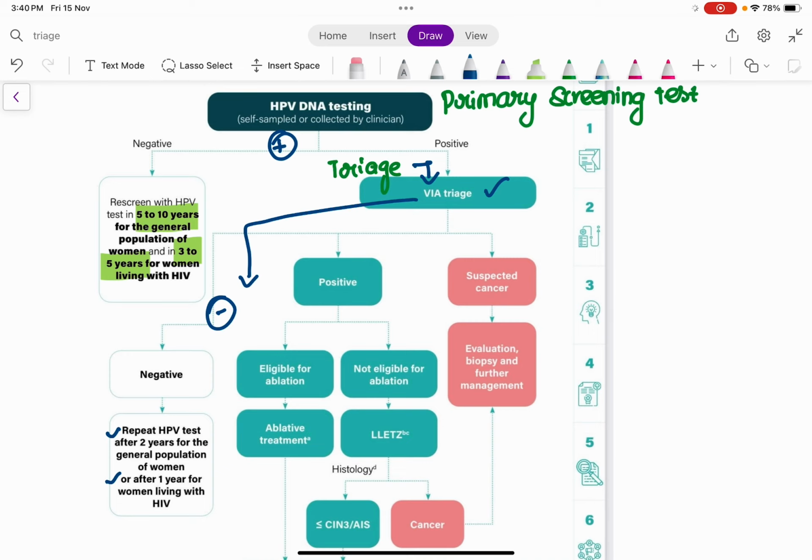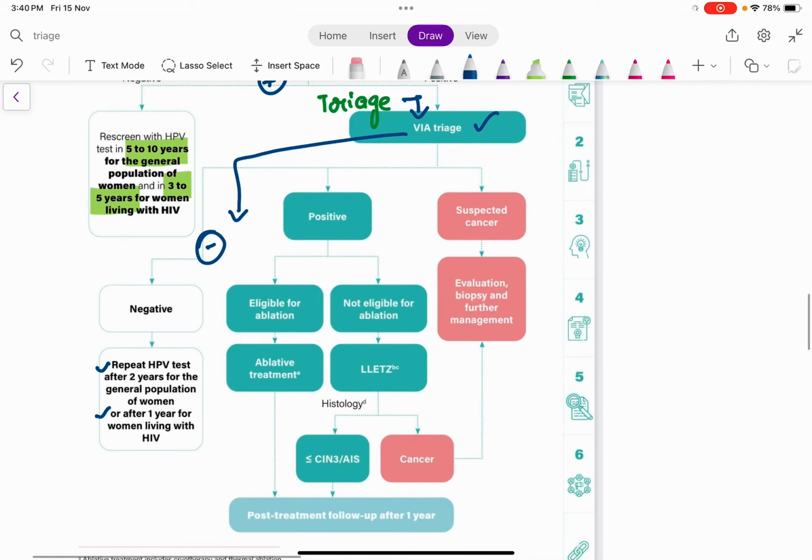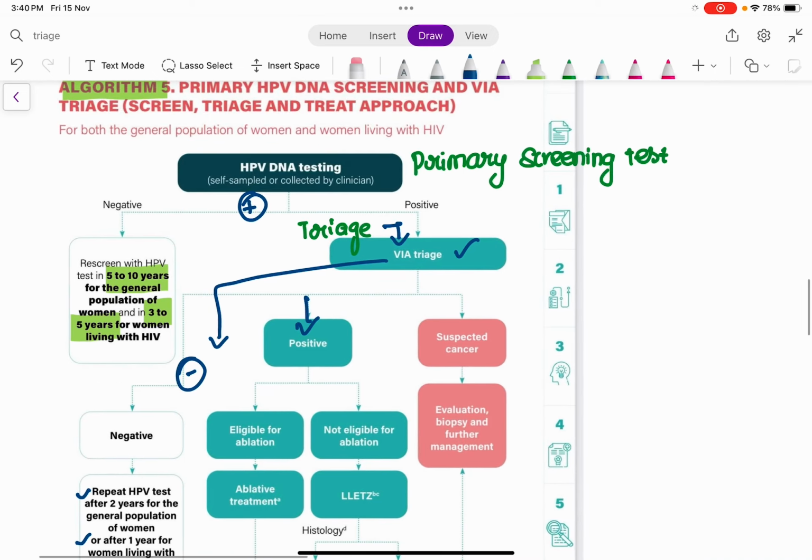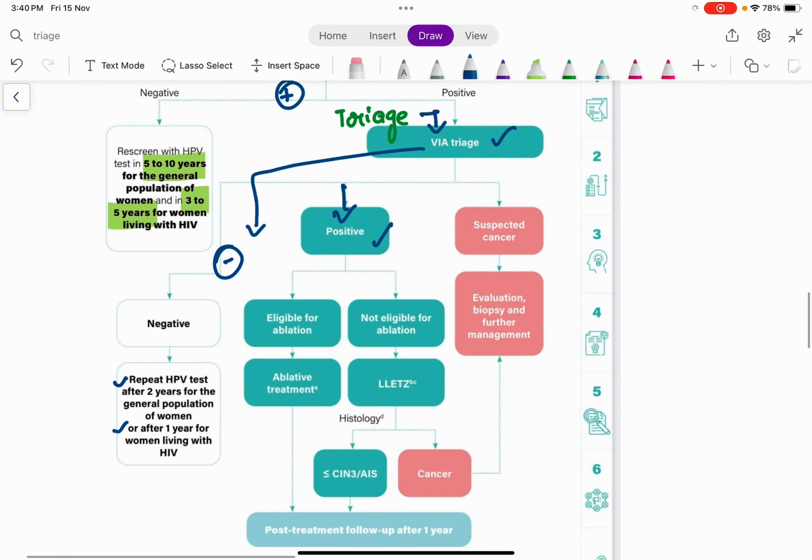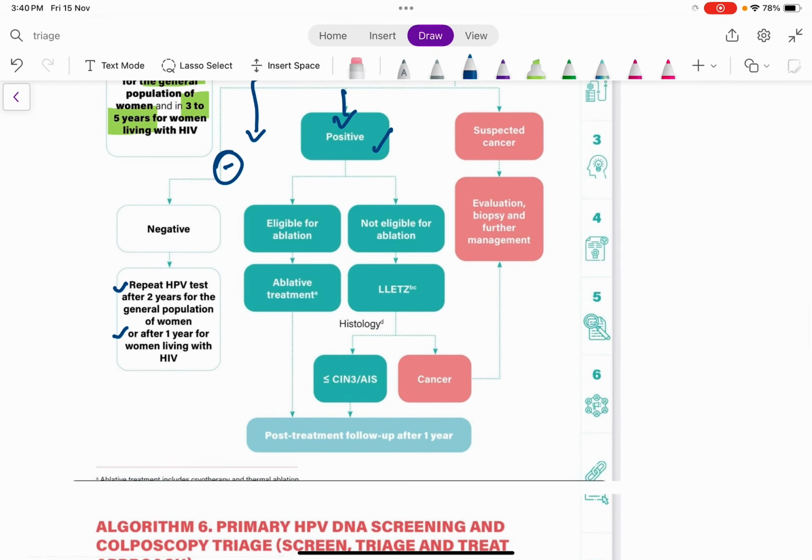If the primary screening comes out to be positive and the triage test comes out to be negative, you have to repeat the positive test. So here the positive test is HPV DNA. So repeat HPV DNA after 2 years in the general population, after 1 year in HIV positive females. If the VIA comes out to be positive, since the primary screening test is positive and the VIA is also positive, you can consider treatment based on the report of the primary screening test and the TRIAGE test. So consider the eligibility for ablation.